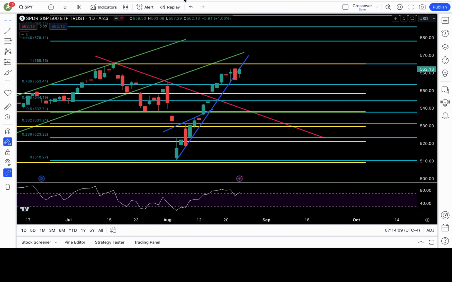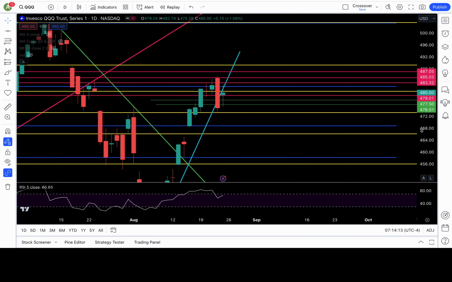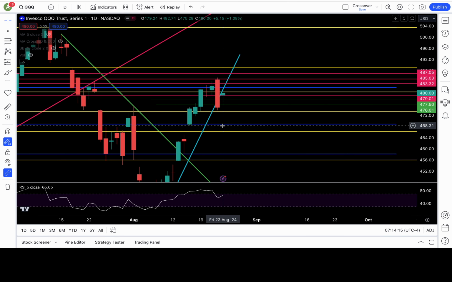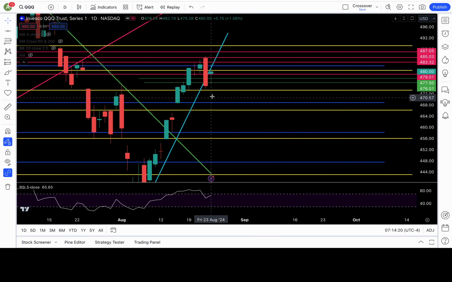Now we need to apply that same principle to triple Q because we also have an inside candle setup as well. Keep in mind, we did not recapture that uptrend line. So the breakdown is still intact. Now, based on this inside candle setup, we'll need to use this setup to see if there is bearish follow through. Okay, so the low of the mother candle is 473.8. The range, the volatility, is a little bit higher on triple Q than SPY.